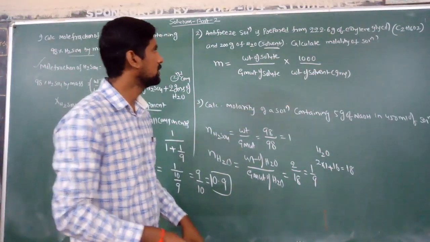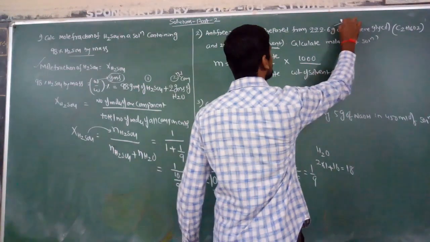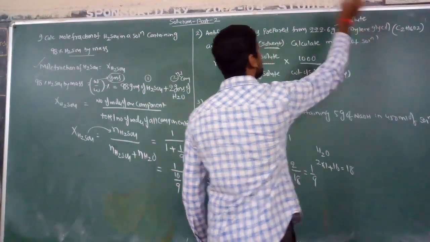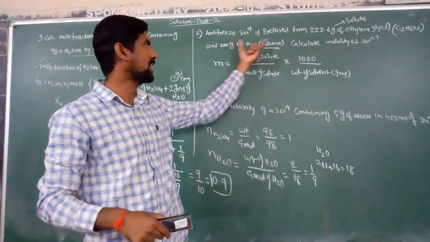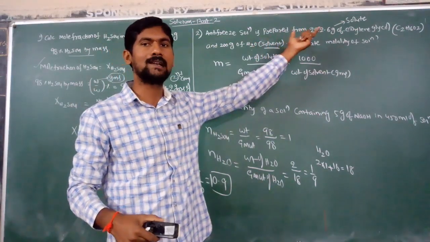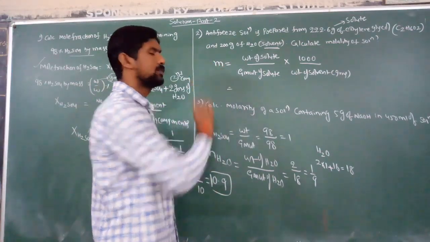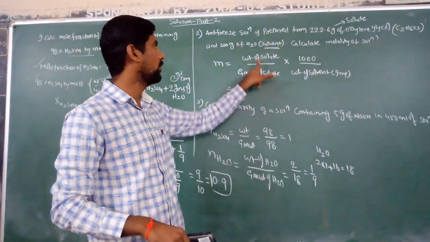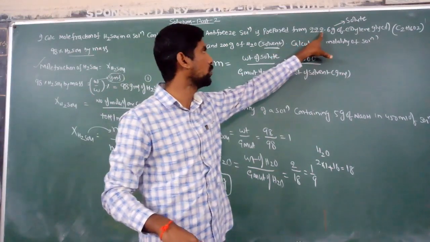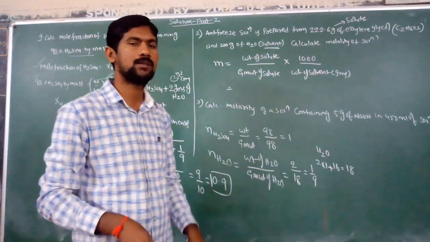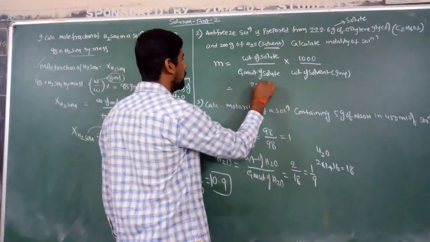In the problem, ethylene glycol is the solute. Here water is already mentioned as the solvent. Therefore, ethylene glycol is the solute. Then substitute into the formula. What is the weight of solute? 222.6 grams.